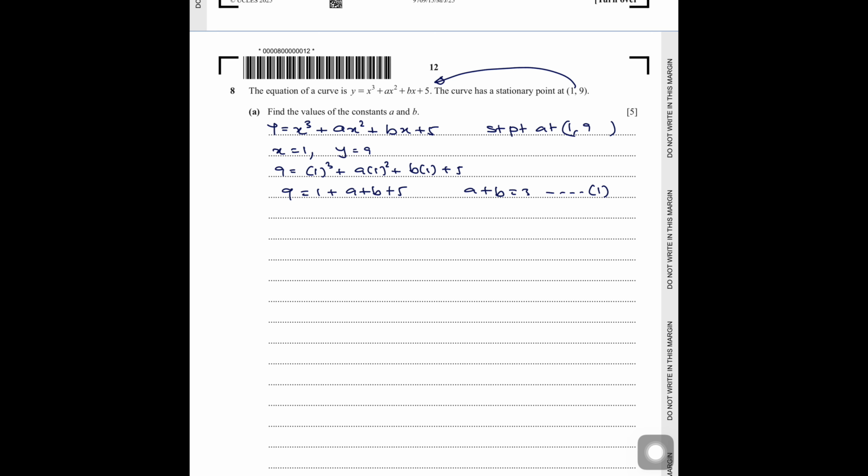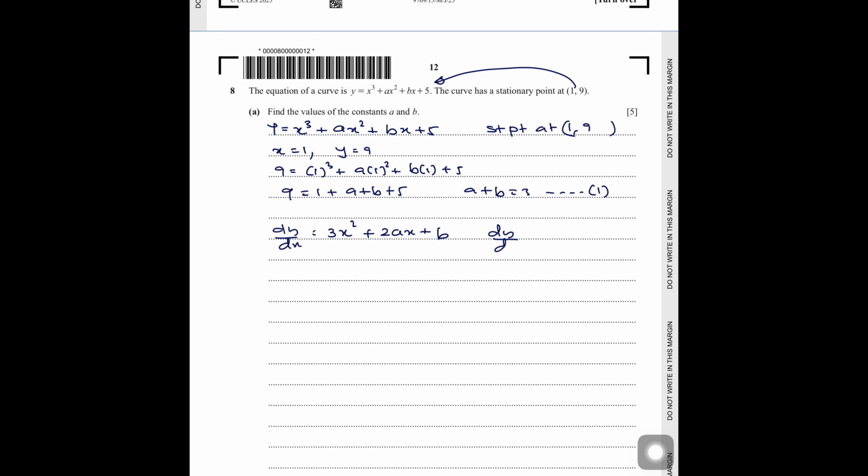So first what I did is I substituted the values of 1 and 9 into the original equation to get one simultaneous equation, because I have two unknowns. So I will need two simultaneous equations. How will I get the second simultaneous equation? Because the second piece of information says the curve has a stationary point at 1, 9. So I will find dy over dx, and x is 1 and dy over dx at a stationary point is 0. So I'll use that. So dy over dx is 3x squared, x cubed becomes 3x squared, plus 2ax plus b.